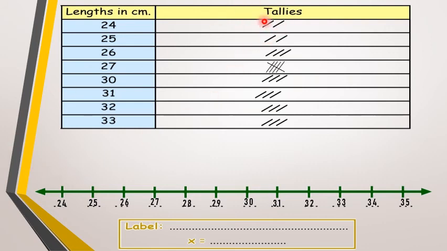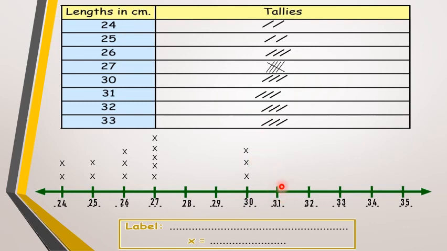So I have here 2 tallies, so I represent it with 2 X's. 25 has 2 tallies, so I represent it with 2 X's. 26 has 3 tallies, so I represent it with 3 X's. 27 has a group of 5, so I put here 5 X's. I don't have 28, so I don't write anything here. I don't have 29. I have 30. 30 has 3 tallies, so I represent it with 3 X's.